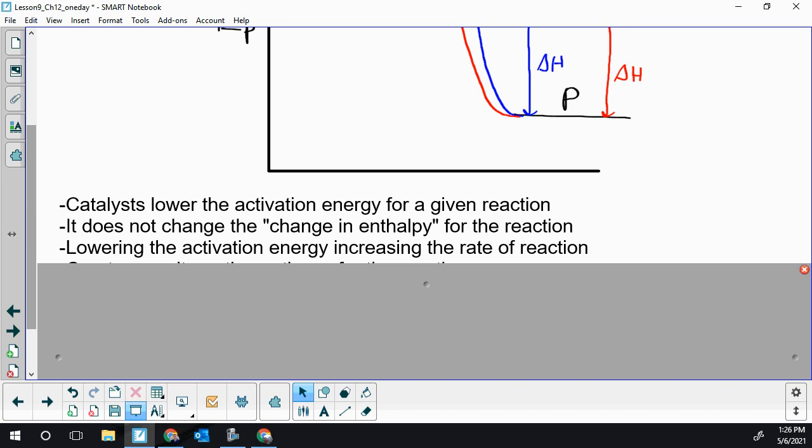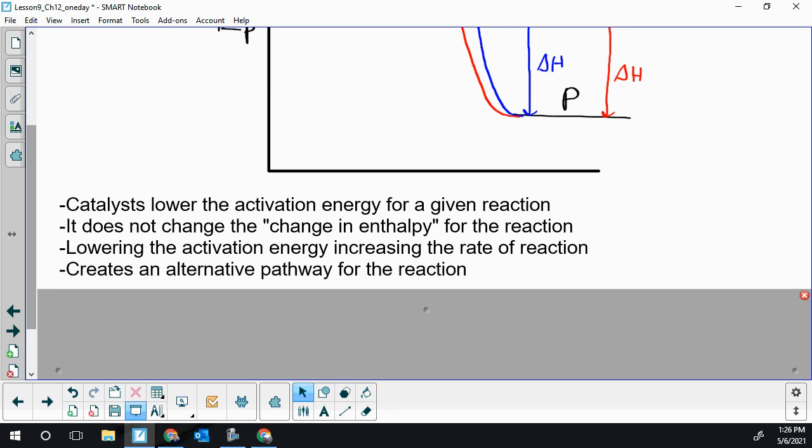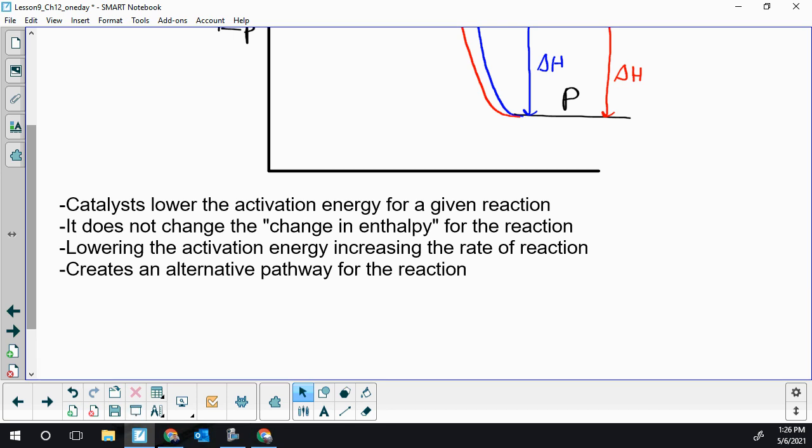It doesn't change a lot of our enthalpy calculations. Catalysts create an alternate pathway for every reaction that you add a catalyst for. So that concludes the 3 characteristics we needed to study of chemical potential energy diagrams.